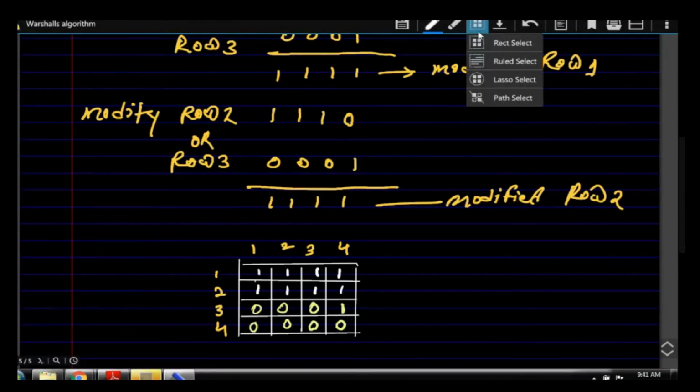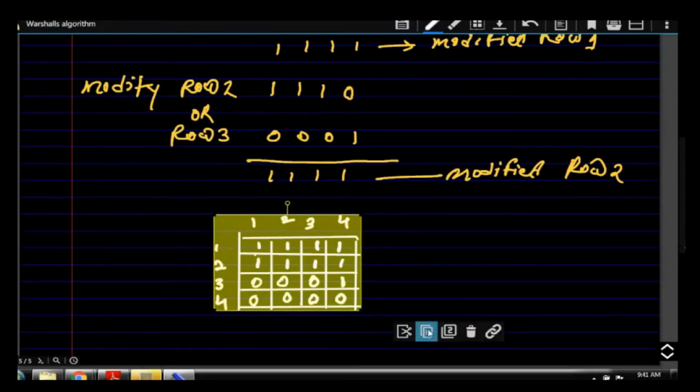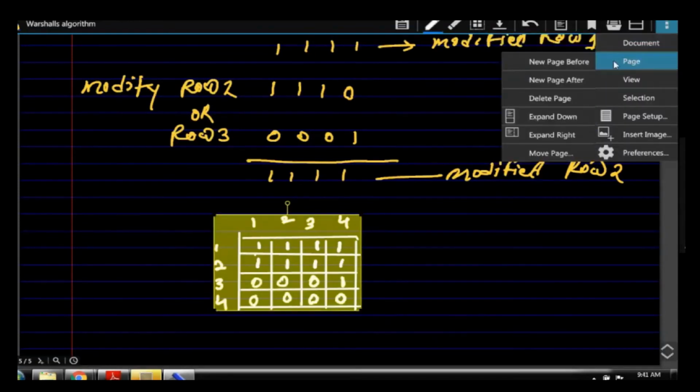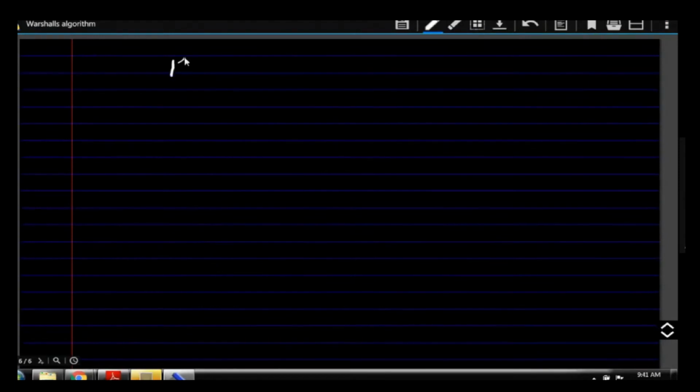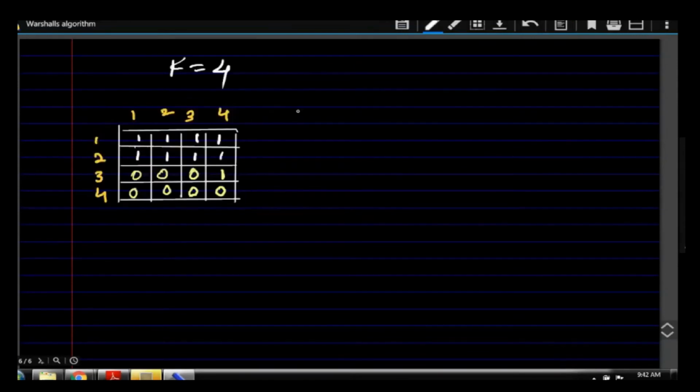Now only one step is remaining, for k equals 4. So k equals 4 here. Then paste this matrix and mark row number k, column number k equals 4, and check which entries are 1. So here, this row and this row, 3 rows are containing 1.